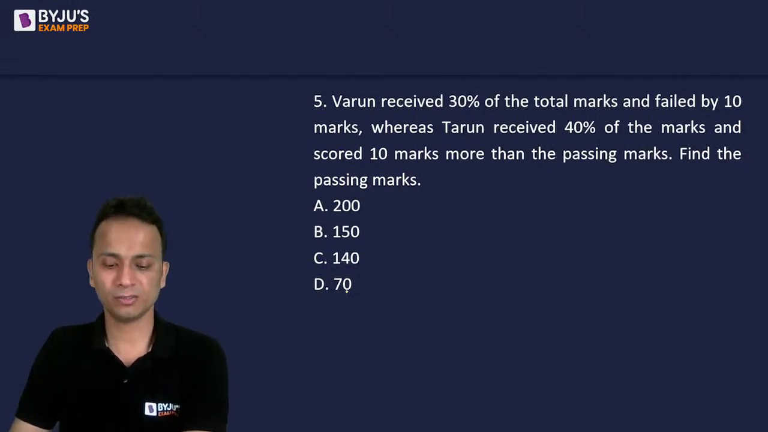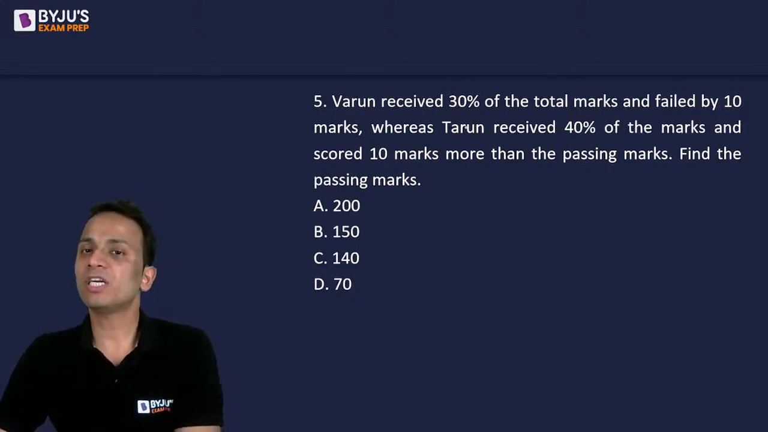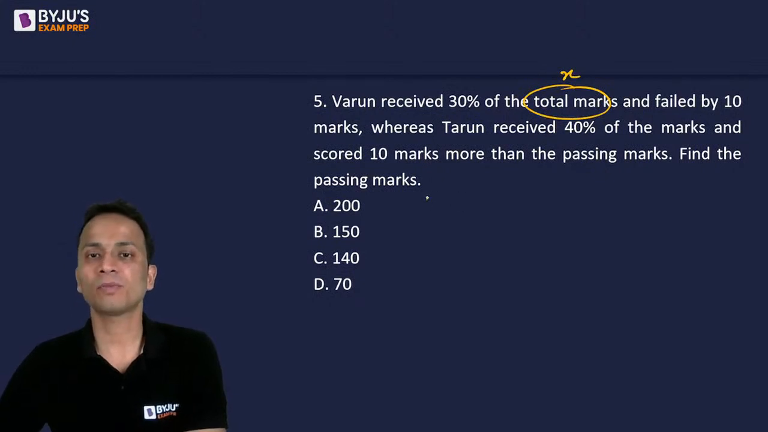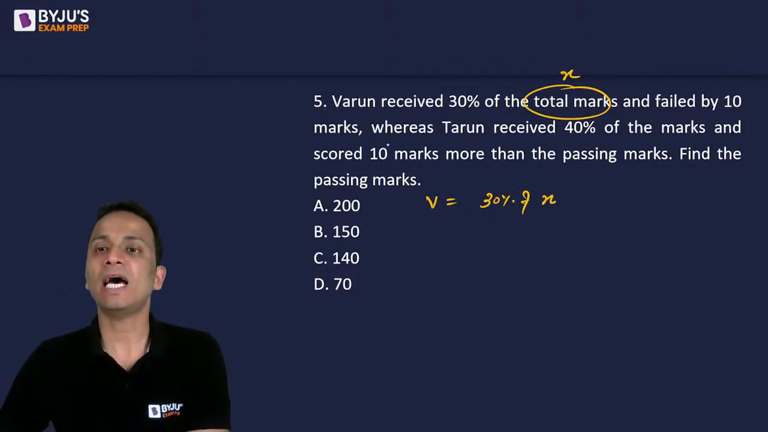All right, Kushag. Now Varun received 30% of total marks. So let's say total marks को हम x assume कर लेते हैं. So Varun के कितने marks आए हैं? 30 percentage of total marks, which is x, and he failed by 10 marks. Now we have to calculate the passing marks.